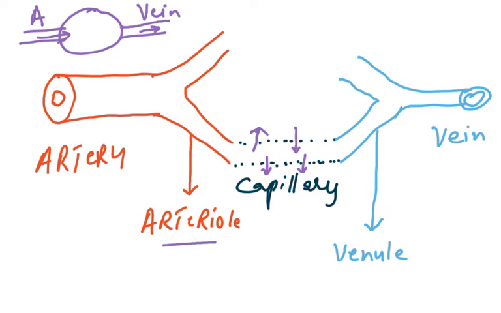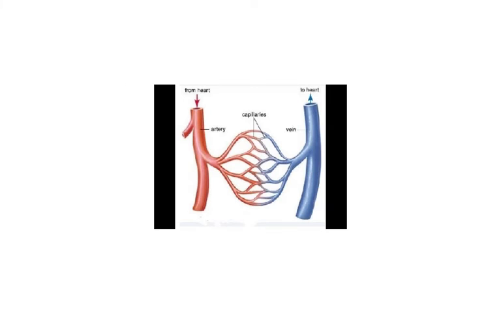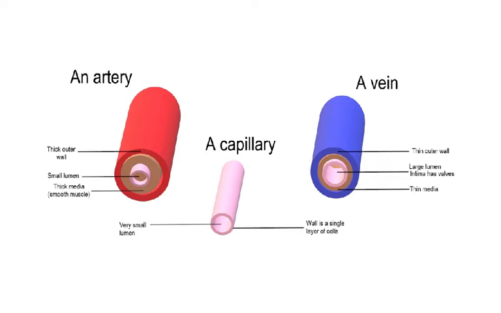The capillaries will all join, so there is a network of capillaries all over your body. And then we have the venules, and then we have the veins. So this is the normal distribution that we have in every organ of the body. This is another diagram showing you this in detail, how the capillaries are the joining part between the arteries and the veins.